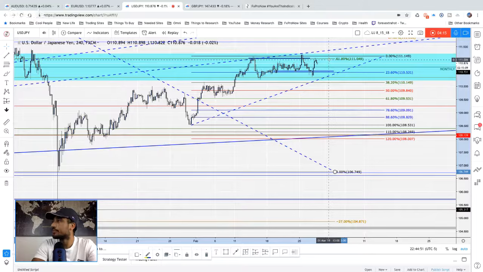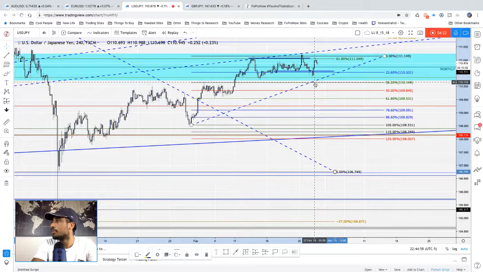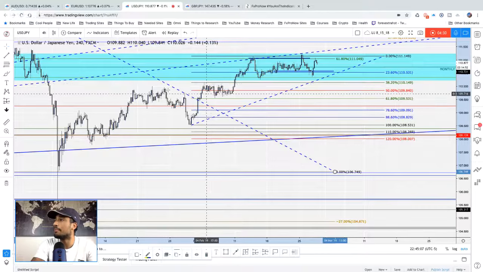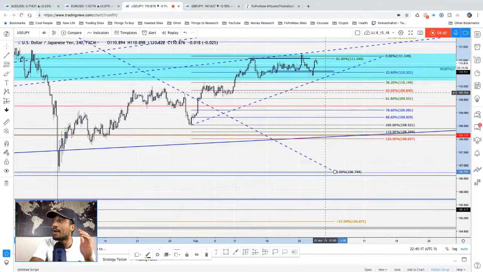Now at the same time, this may push to at least 38.2, maybe even 61.8, or possibly this 50% area, given that there was so much movement happening here and so much movement happening here. So in between here, this may push down. If it pushes down to about the 109 area, I'm just going to say 109.8. That's what I'm going to be looking for.